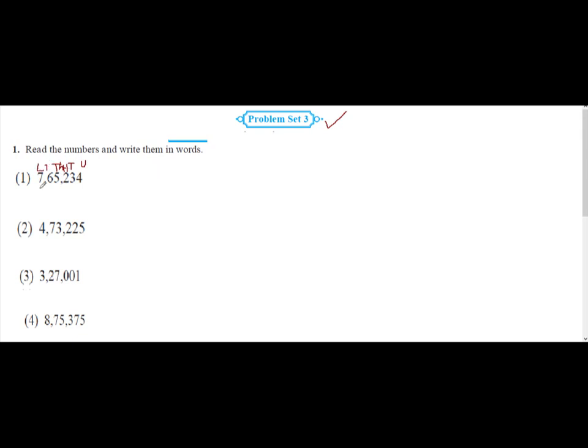So let us start. How many lakhs are there? 7 lakh. 65,000. How many hundreds are there? 200. 234. Okay, let us see the next number.